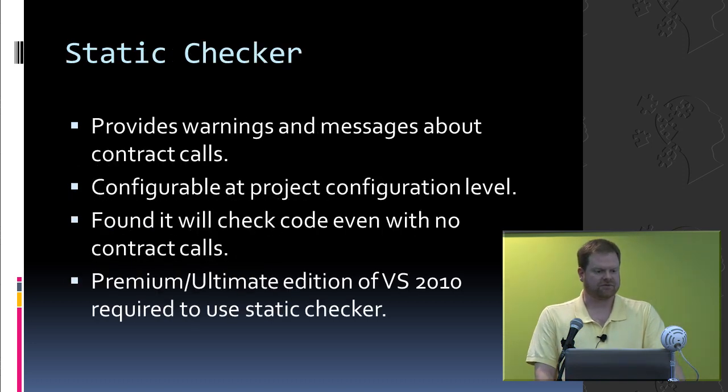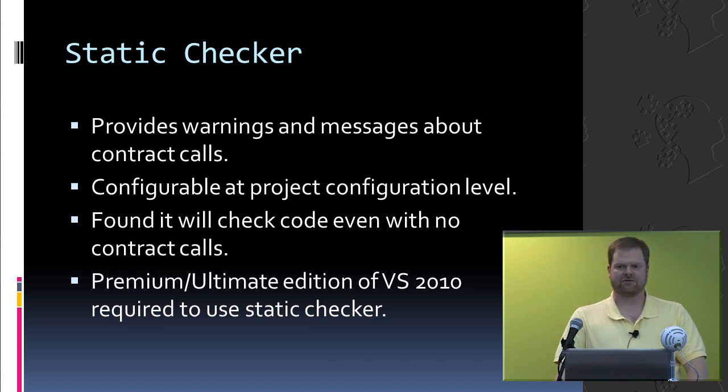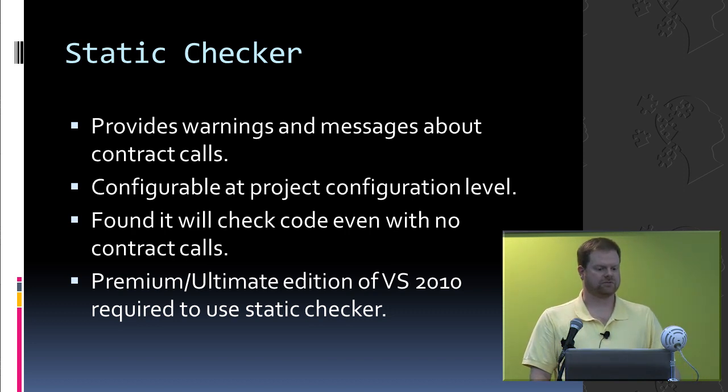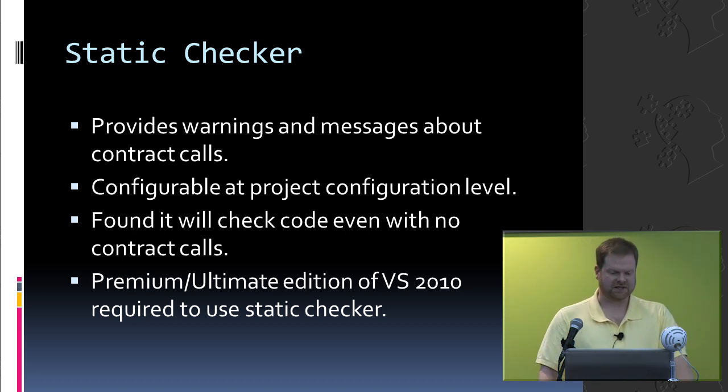So we'll hit the first tool. There's actually two tools that are part of the code contract library. There's a static checker and there's a runtime checker. The static checker is probably the one that's going to give you the most information and is probably going to be used the most. As I said before, it provides warnings and messages about your contract calls.